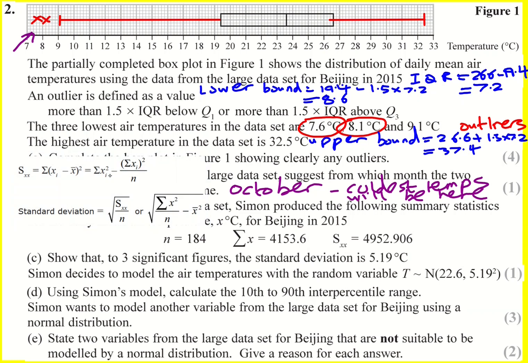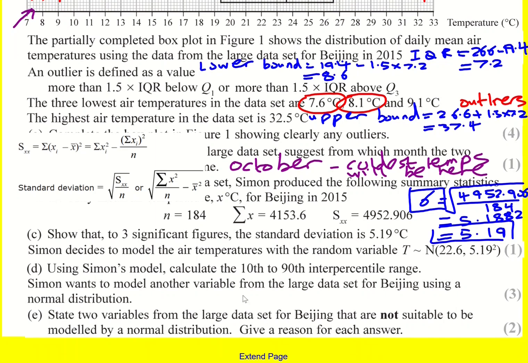It's your sum of x squared. So the temperature is squared and then summed, minus the temperatures added and then squared, divided by n. And to get the standard deviation, you just need to divide by n and square root, which will take you back to here. So we're going to get 4952.906 divided by 184, square rooted. This is 5.1882 or 5.19. Great.